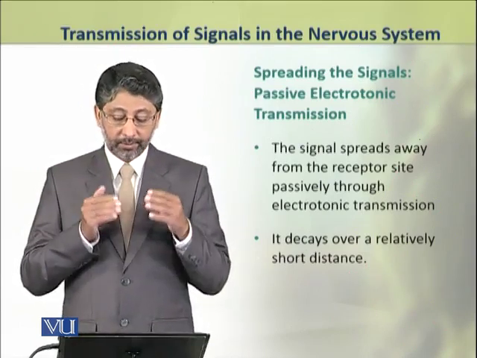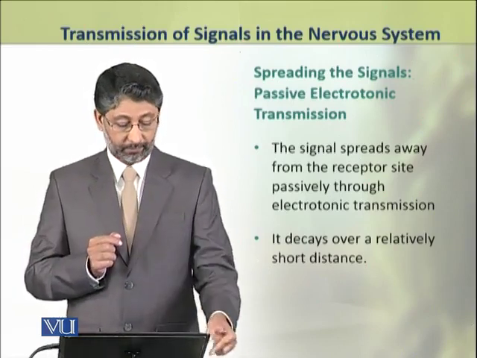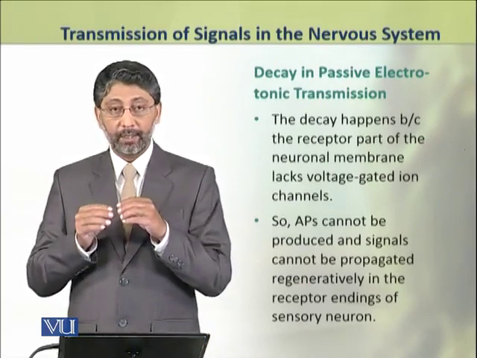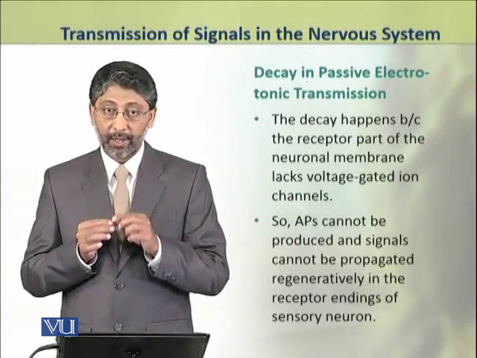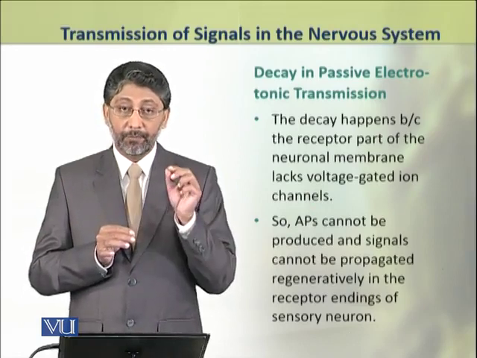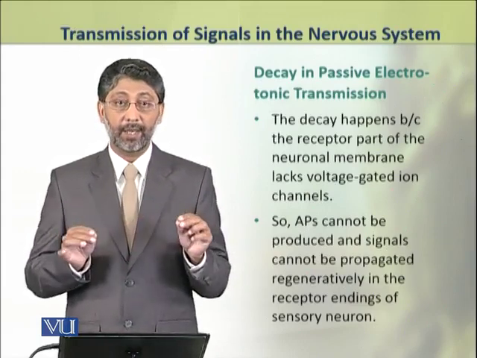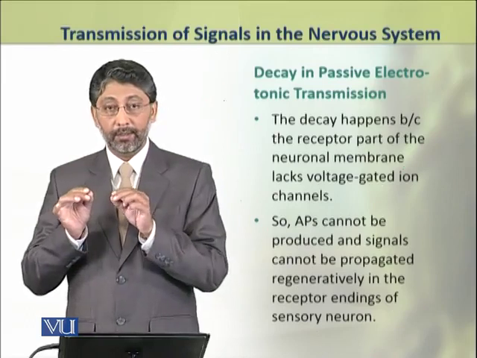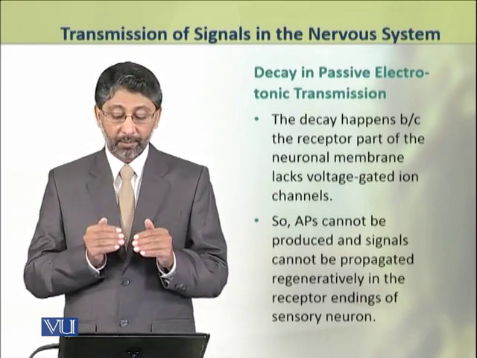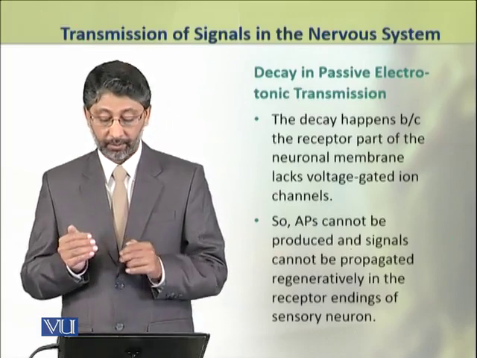However, this signal decays over a relatively shorter distance. The decay happens because of the resistance of cytoplasm faced in the cell body, as well as due to the reason that this part of the neuron does not contain voltage-gated ion channels. So, action potentials cannot be propagated or produced in this part of the sensory neuron.